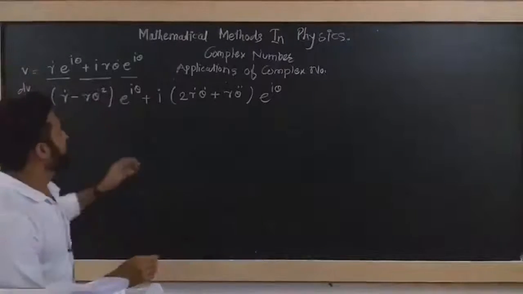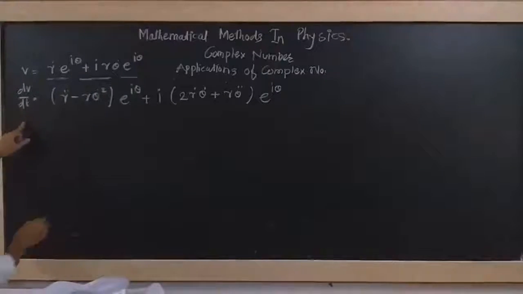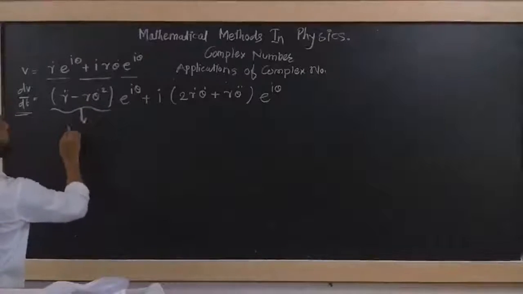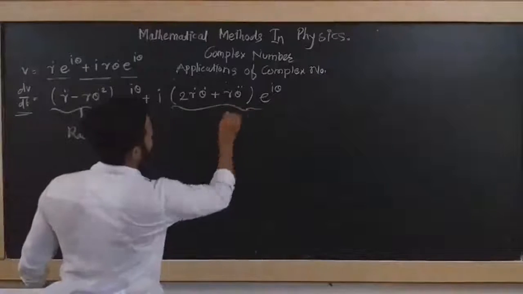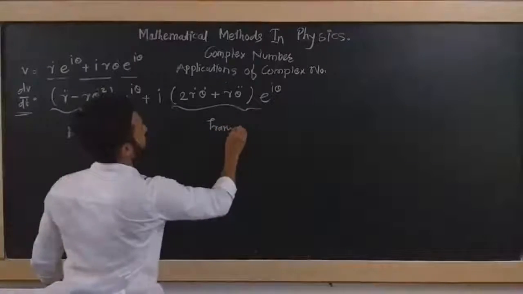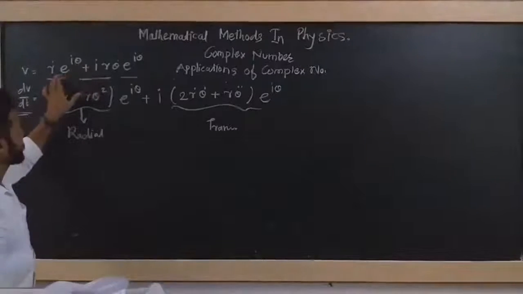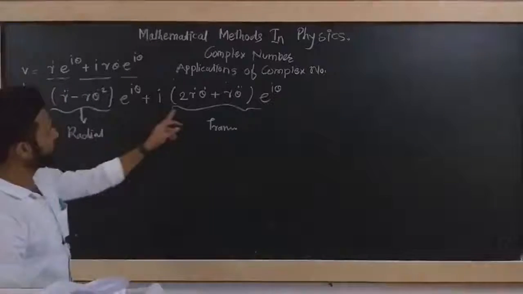Similarly, if we have the velocity component and we differentiate with respect to time, we will get the acceleration. Here this is the radial component and this is the transverse component. You just simply differentiate with respect to time. Here r and theta both are functions of time, so if you differentiate, you will get this final one. You can try it at home.